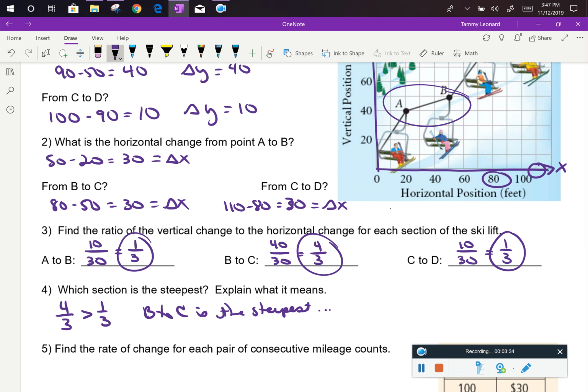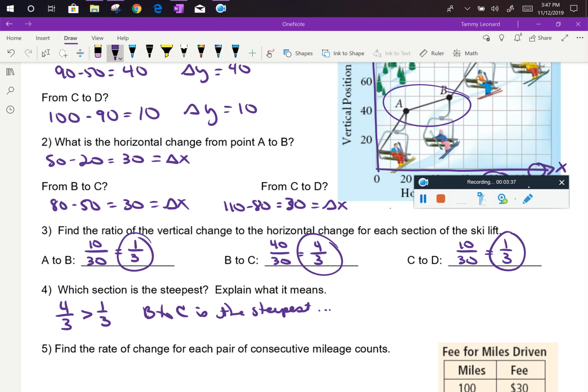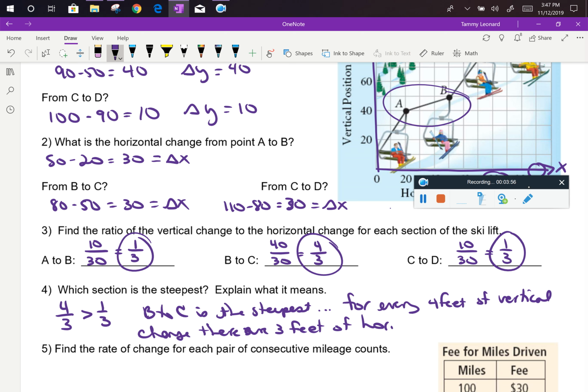And basically what that ratio means is that for every 4 feet of vertical change, there are 3 feet of horizontal change. So the ski lift is moving up a little bit faster than it's moving to the side.